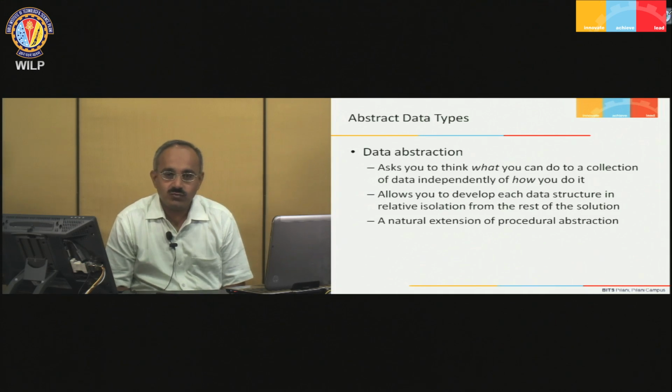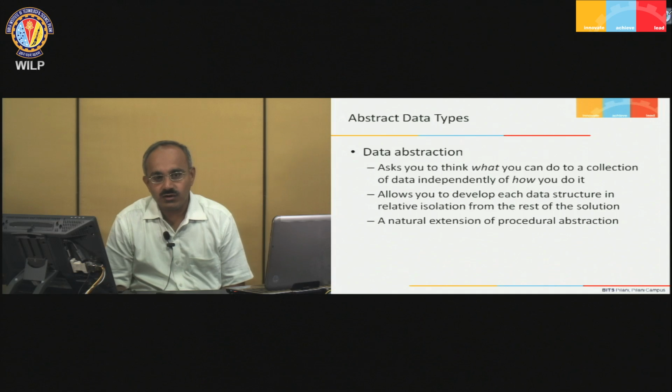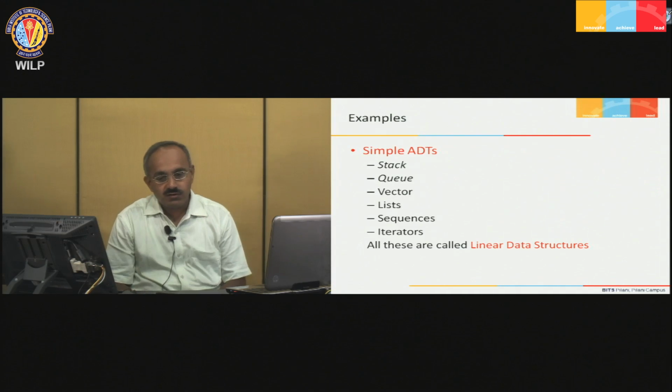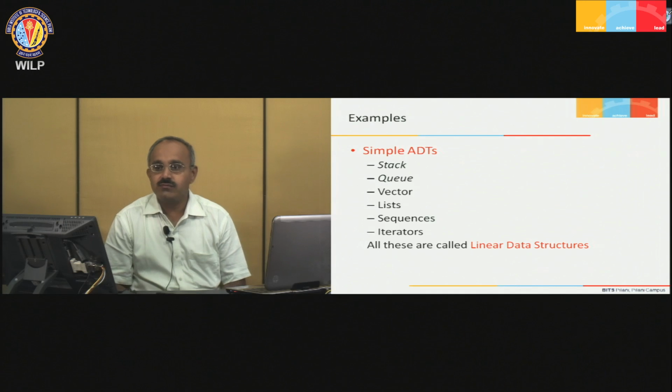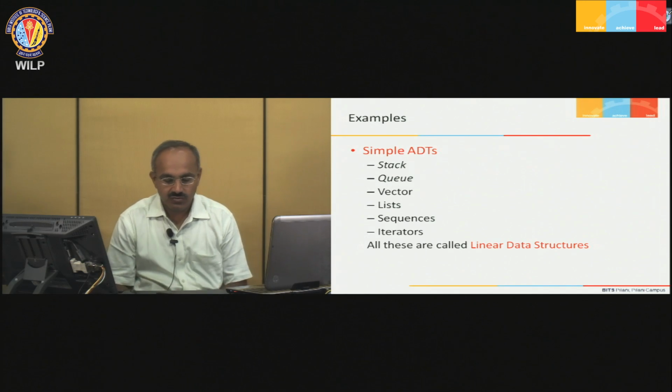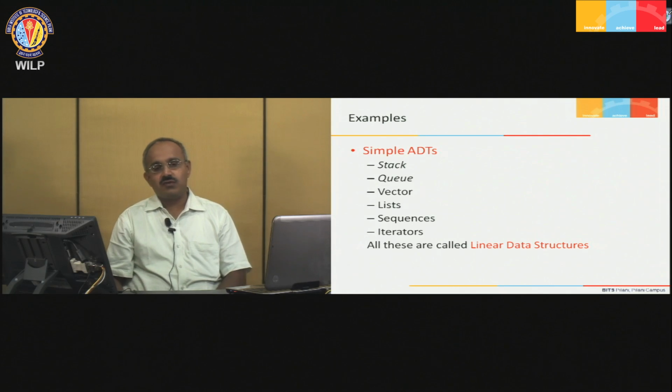It allows us to work with data structure without worrying about the rest of the solution. So it allows you to work in isolation. The simple abstract data types that we are going to try to look at are stack, queue, vectors, list, sequences and iterators. These are a few of the standard simple abstract data types that are used in practice.